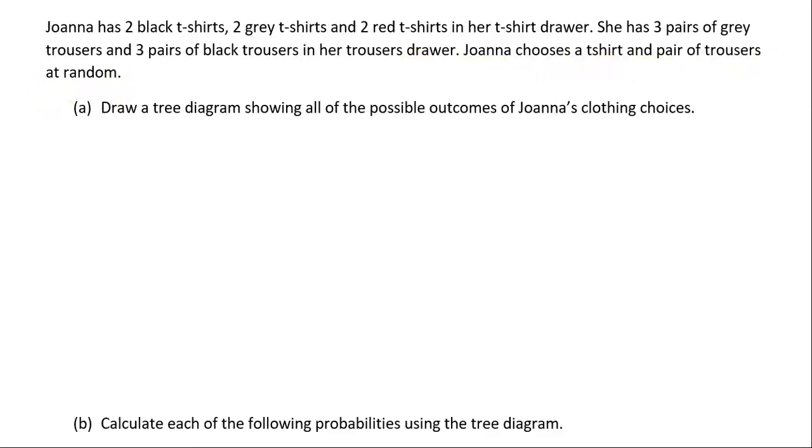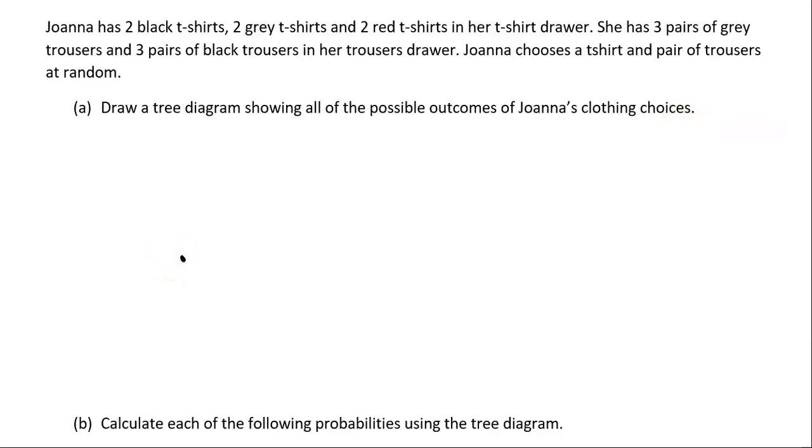So she's got some different t-shirt options and some different trousers options, and she's closing her eyes and randomly selecting a t-shirt and a pair of trousers. And we need to draw a tree diagram showing all of the possible outcomes of Joanna's clothing choices. So for our tree diagrams, we always start with a point, our starting point. We need to decide on what our 2 events are in this experiment.